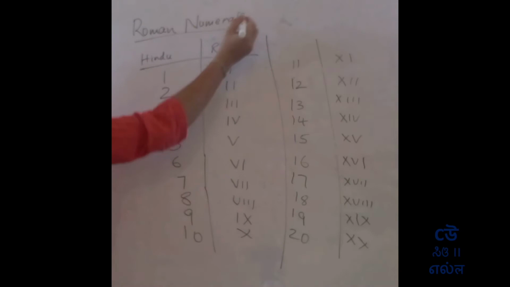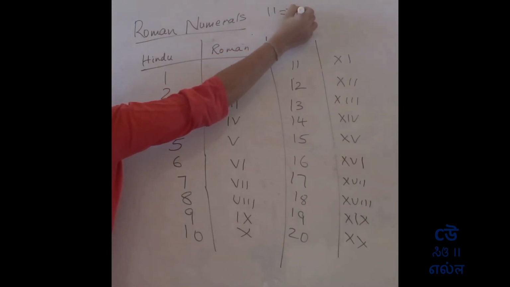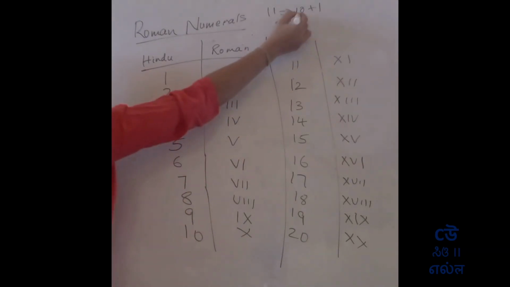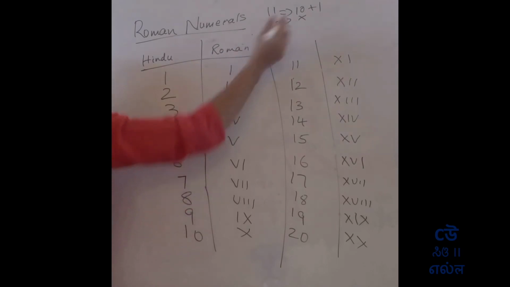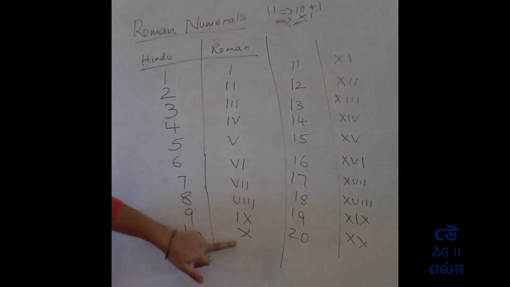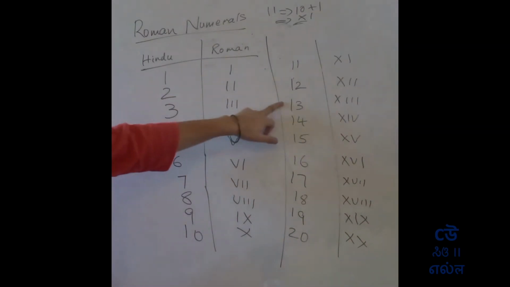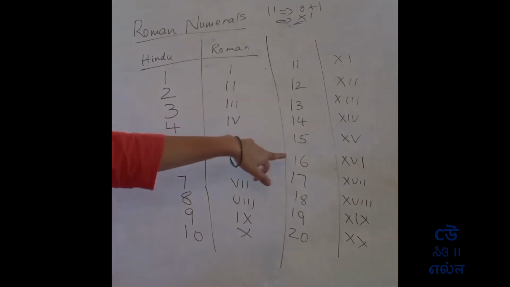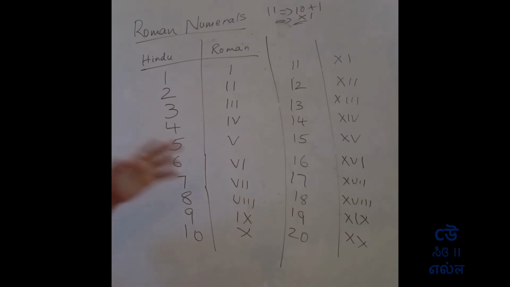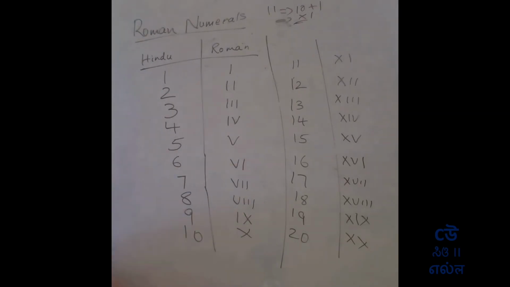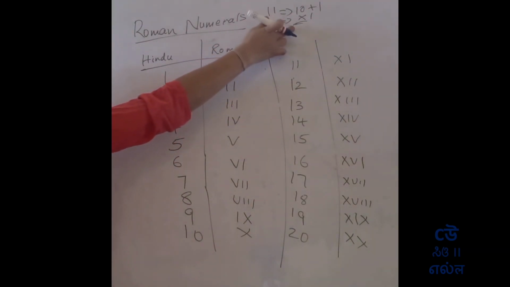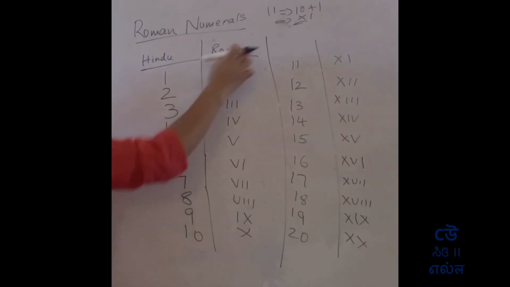For example, 11 you will split as 10 plus 1, right? What is 10 in Roman numerals? X. What is 1? I. So you will write this way. Understood children? How did I write? Next, 12 is X plus 2 lines. 13 is X and 3 lines. 14 is X and IV. 15 is XV. Like that, it keeps on continuing. For example, 11 you split as 10 plus 1. So 10 is represented as X, and 1 is represented as a single line.